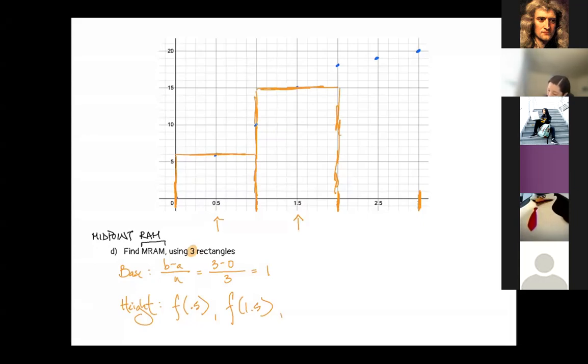All right. The last one should be f of 2.5. And so I'm going to go all the way up to f of 2.5, which is 19, and draw in that third rectangle. Okay.